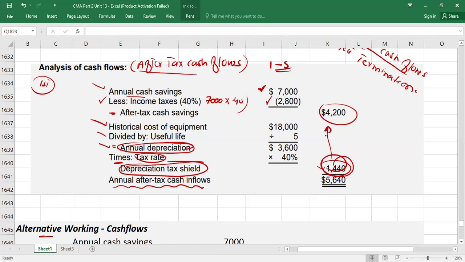So this value we will add to this value. What will this give you? This will give you the after tax annual cash inflows, which is 5,640. Please don't forget these cash flows are from year 1 to year 5.